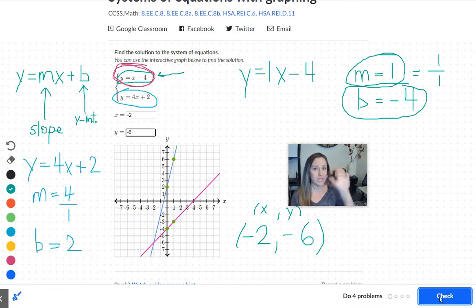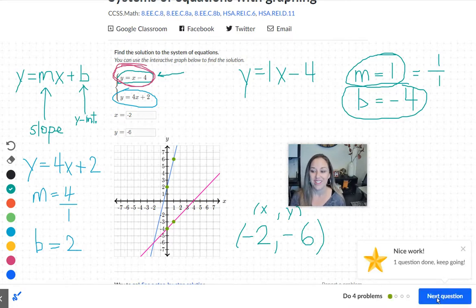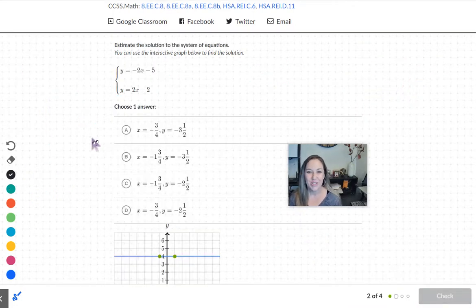Okay, and so do you see how what we did last week and the week before, graphing one line? This is just like that, but now we're graphing 2 lines, and the answer is where they cross. Where do those 2 lines cross? All right, let's try another.